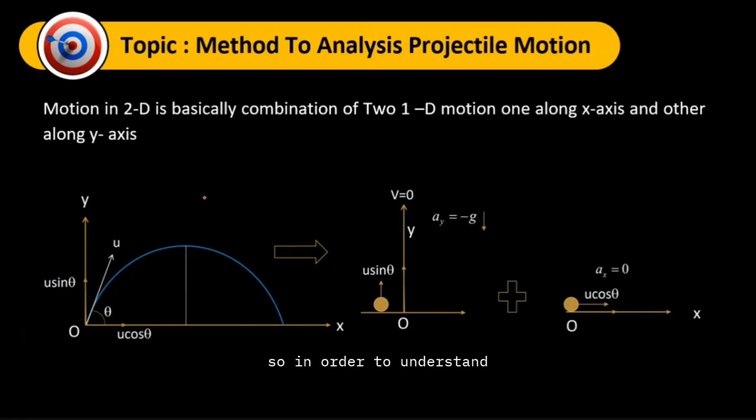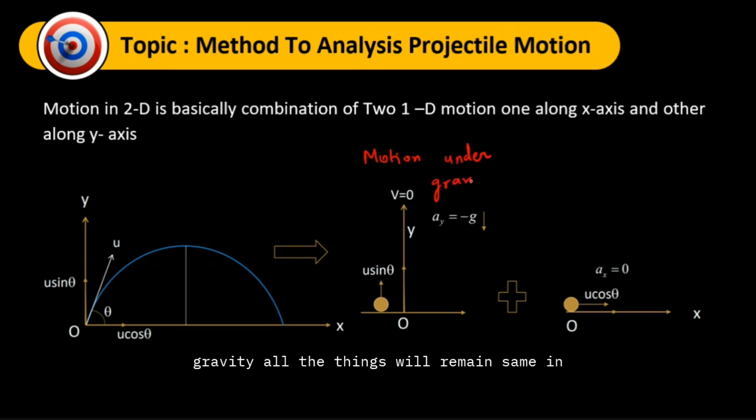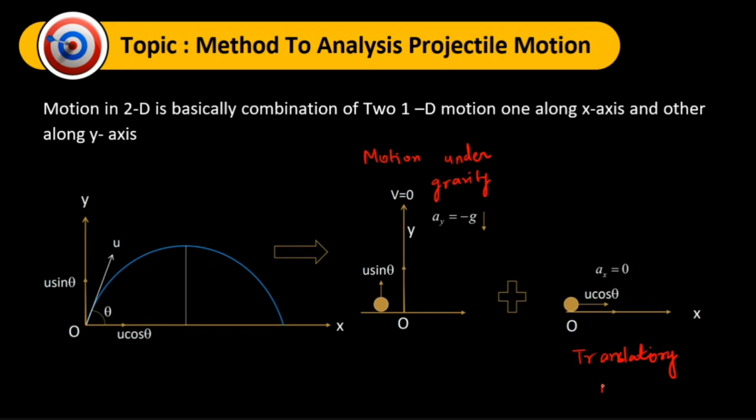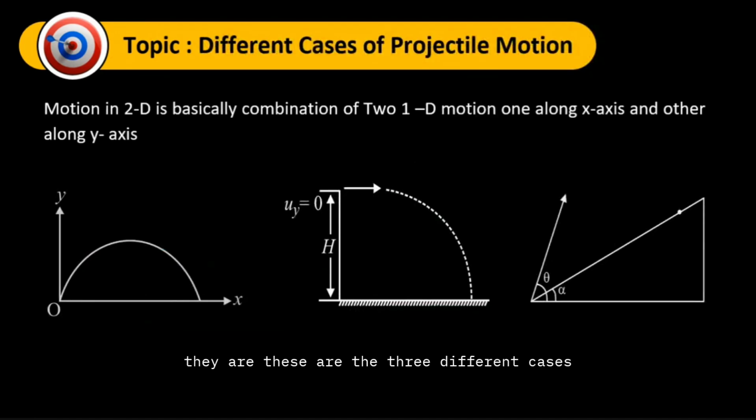In order to understand how projectile motion behaves, we have to study motion along the x-axis and the y-axis simultaneously. Projectile motion is nothing but a combination of two one-dimensional motions, along the x-axis and along the y-axis. Always remember these things. Along the y-axis, you can consider it as motion under gravity. Whatever we have learned in 1D kinematics and motion under gravity, all of it remains the same in this portion. Plus, along the x-axis it is simply a translatory motion. So these are the three different cases of projectile motion.